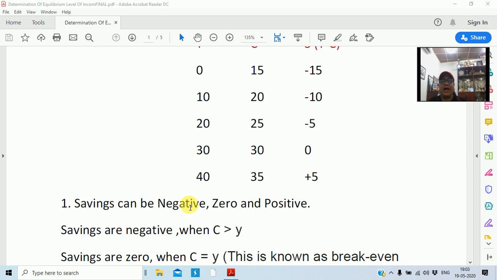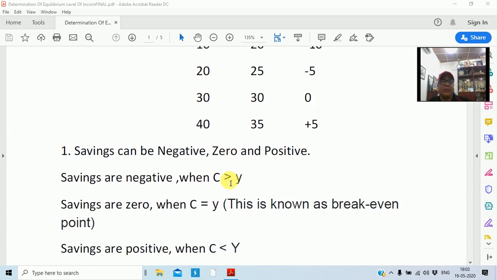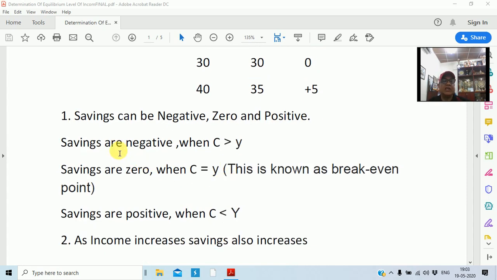So if you have been asked under what circumstances savings are negative? When consumption is more than income. Under what circumstances savings are 0? When income is equal to consumption. And under what circumstances savings are positive? When consumption is less than income. So here it is written, savings are negative when C is greater than Y. Savings are 0 when C is equal to Y, and this is also known as the break-even point. It means the point where saving is 0 is known as the break-even point.